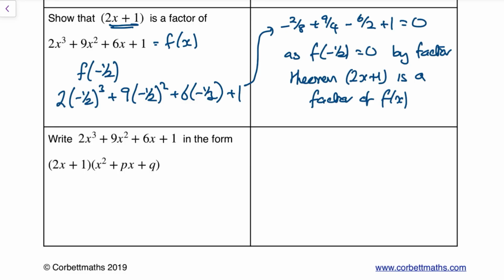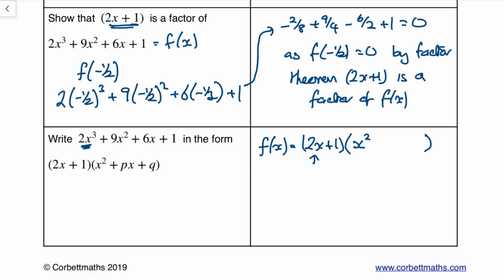Write 2x cubed plus 9x squared plus 6x plus 1 in the form. Okay, now it's going to be a good one, isn't it? I'm going to basically just have a go at it, and I'm going to try and explain why. So if you want to do division, that's fine. Nothing wrong with dividing whatsoever. But I would suggest to you that you can work this out without doing division. So think about what I want. I want 2x cubed, and I've already got 2x, so it must be the case that this is going to be x squared, because 2x times x squared is 2x cubed.